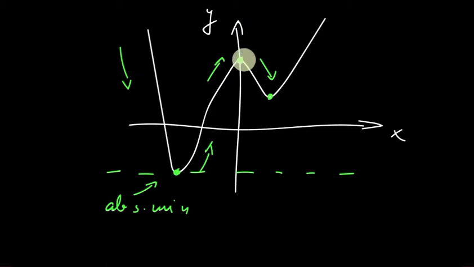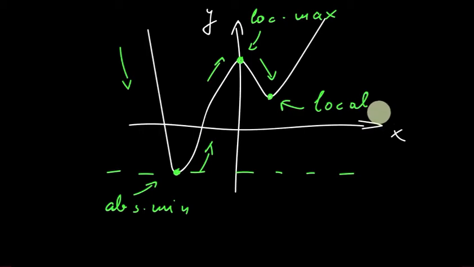Now this is also a critical point, and this is a local maximum, because the function was going up and starts going down. Now this is a local minimum, and this is a local minimum, because the function was going down and starts going up.